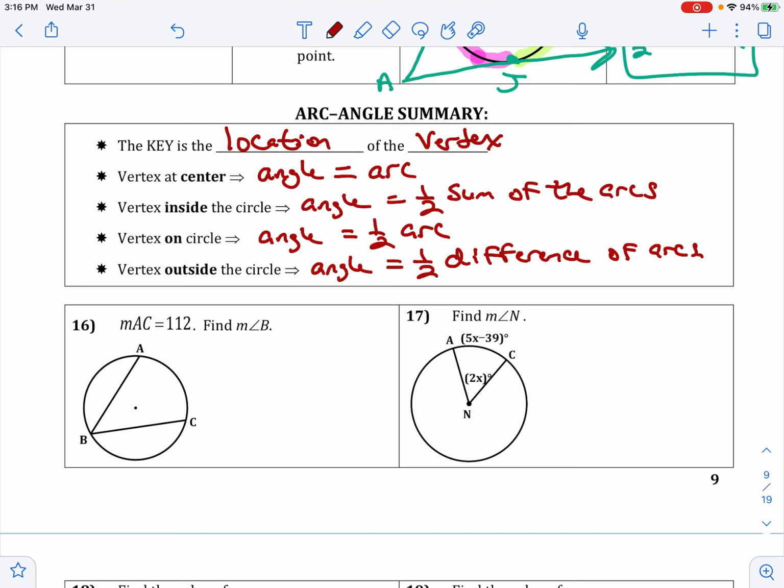Now, the typing programs don't give you an arc option, so whenever you don't see the arc, it just says like measure AC, you have to know that they mean arc AC, so that's what they're looking for. So if the measure of arc AC is 112, we want to find the measure of angle B. Remember the rule for if the vertex is on the circle: the angle is half of the arc. So to find angle B, we take 112 divided by 2. So the measure of angle B is 56 degrees.